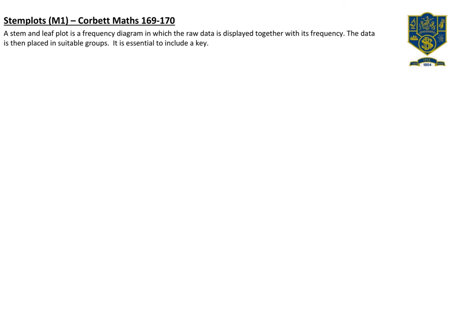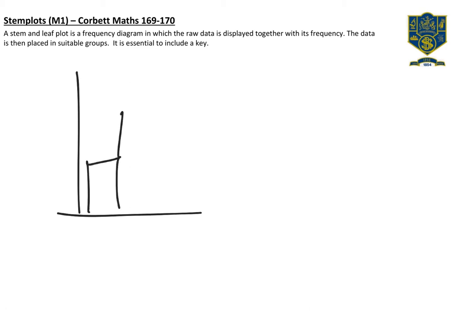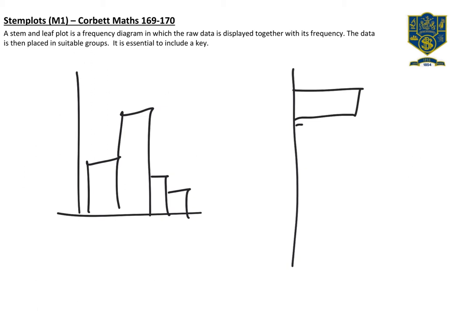In this video we're going to look at stem and leaf diagrams, or stemplots. A stem and leaf diagram is a frequency diagram in which the raw data is displayed together with its frequency. You can think about a bar chart telling you the height of each group, and a stem and leaf diagram is similar to that, only it's rotated 90 degrees, so it would be a horizontally stacked bar chart. But instead of bars being measured, we put in the actual raw data.